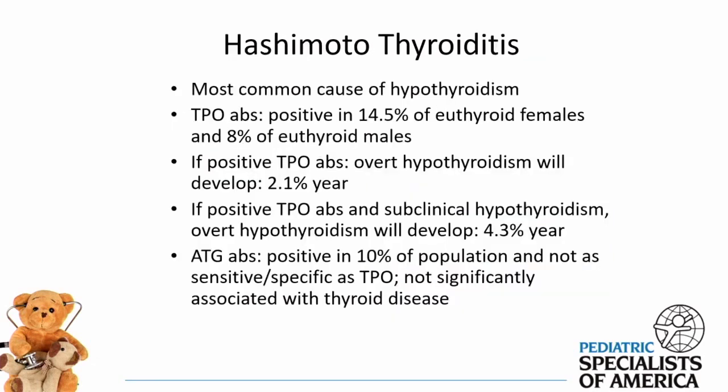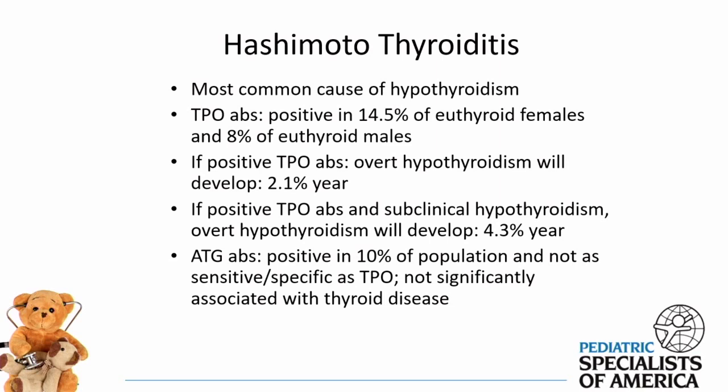Then, I'm going to discuss two or three of the most common conditions in pediatrics for you to have an idea what the approach should be. Hashimoto thyroiditis is the most common cause of hypothyroidism. Usually, the patient is identified because you find a goiter.